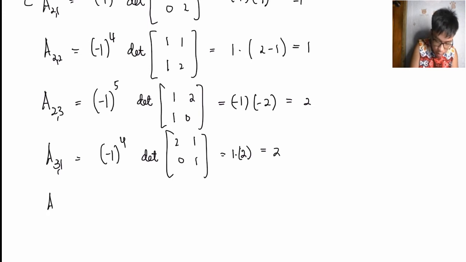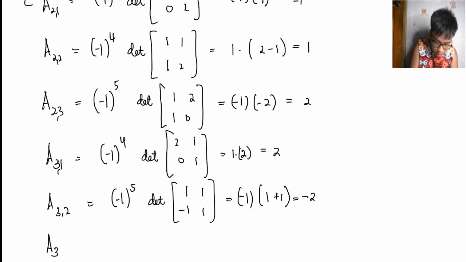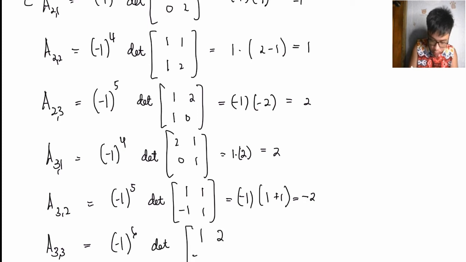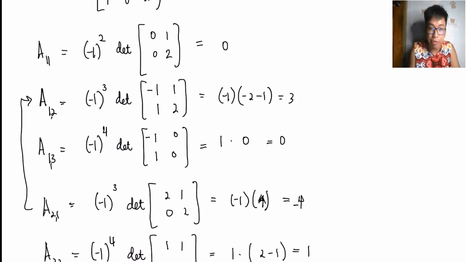And A3,2. So you have negative 1, 5. That's the determinant of [1, 1; -1, 1]. So you have negative 1 times 1 plus 1, so you have negative 2. And lastly, you have A3,3. So that's negative 1 to the 6th, that's the determinant of [1, 2; -1, 0]. So that's actually 2.